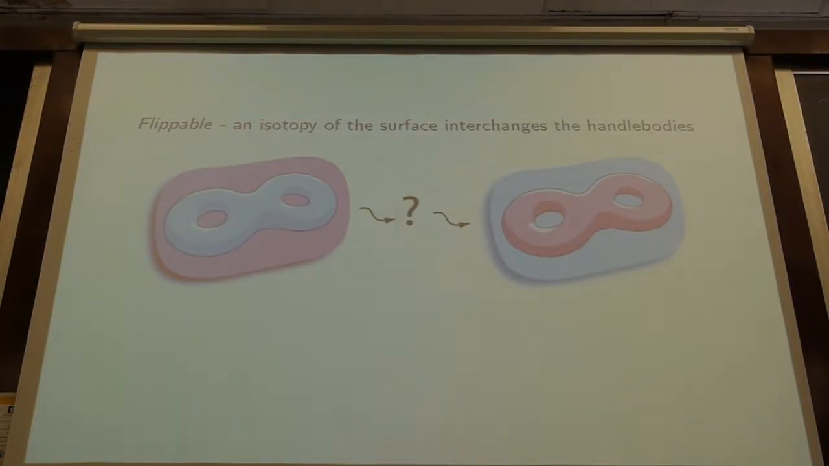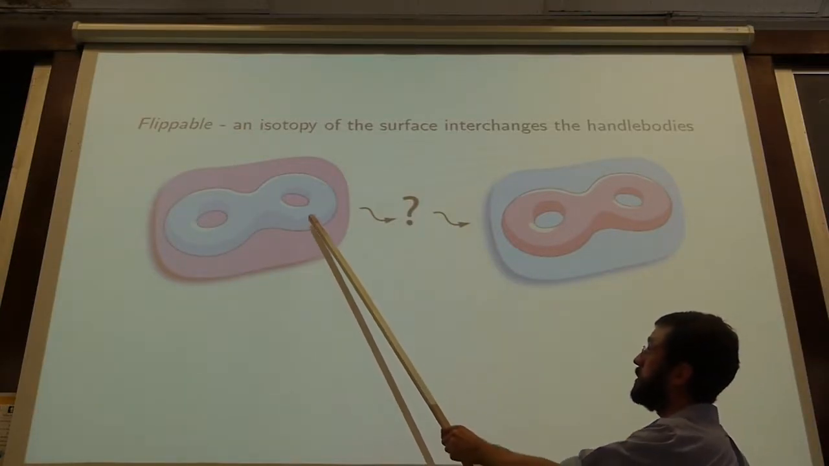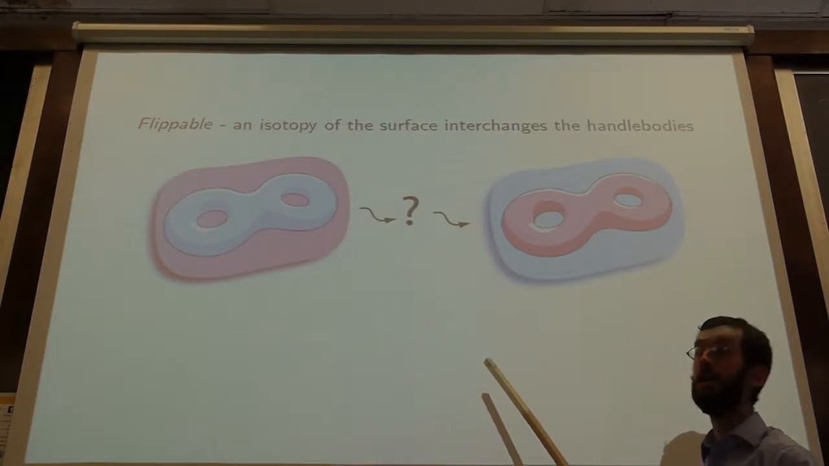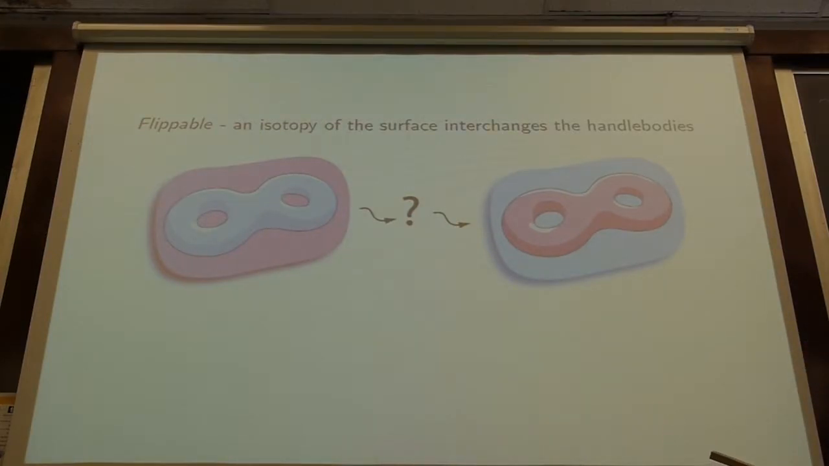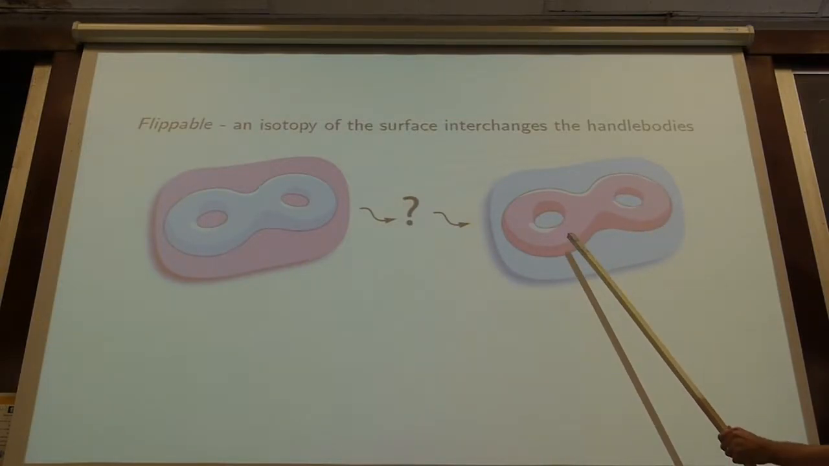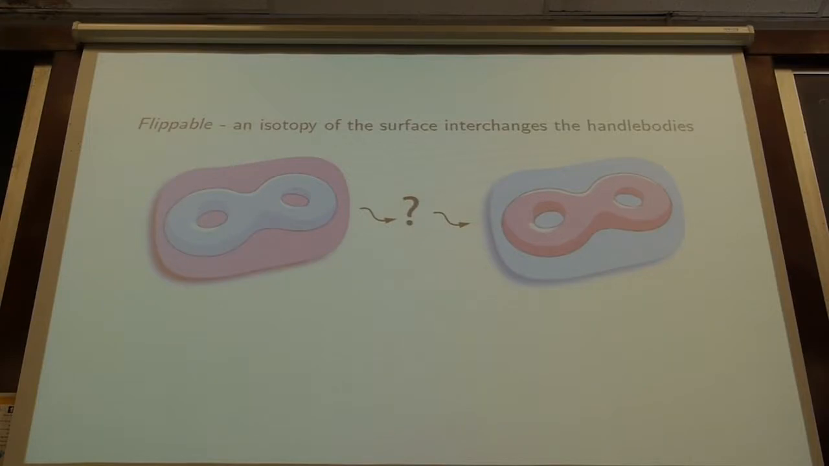So here's the idea: if you have a Heegaard surface, and again, we're coloring the handlebody so we can distinguish between the two. Here the blue handlebody is on the inside, the pink's on the outside. I'm going to say that a Heegaard surface is flippable if you can isotope that surface within the three-manifold so that it comes back to where it was at the end of the isotopy, but the two handlebodies are interchanged. Okay, so we're kind of flipping it over.